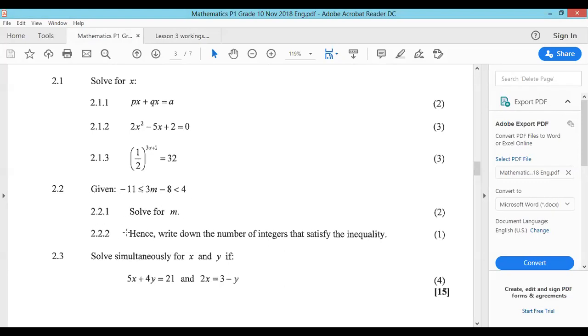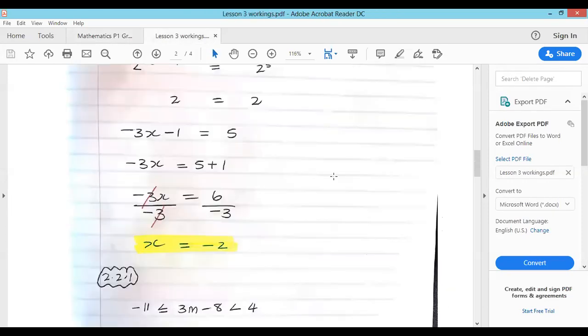Then 2.2, it says hence. Remember, guys, hence, what does it mean? Whatever you got previously, you must use it in your next answer. That's what hence means, right? Write down the number of integers that satisfy the inequality. We're still going to look at that. I love this question. It's very perfect, you know? Okay, cool. Let's look at this.